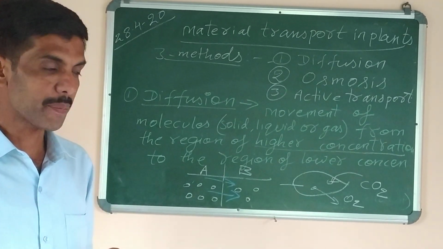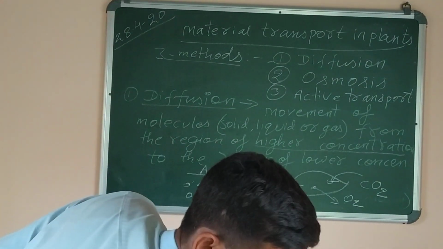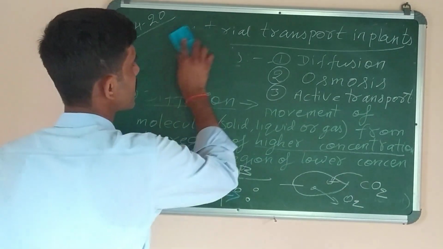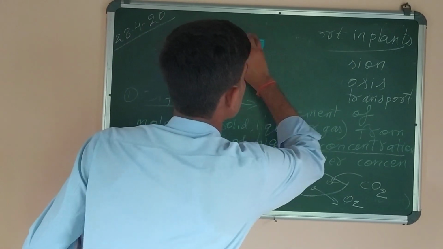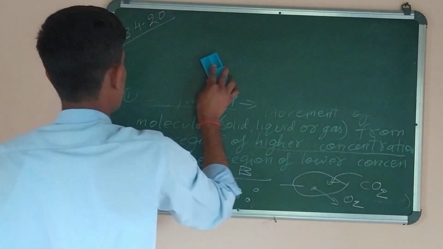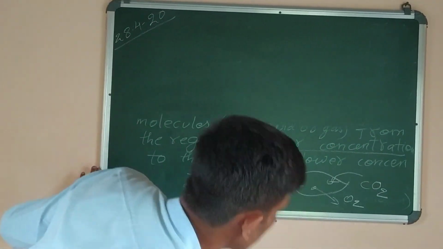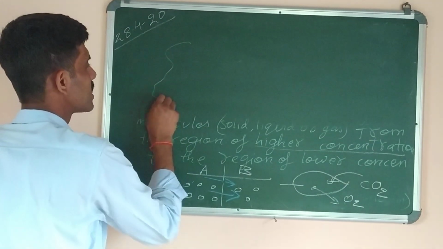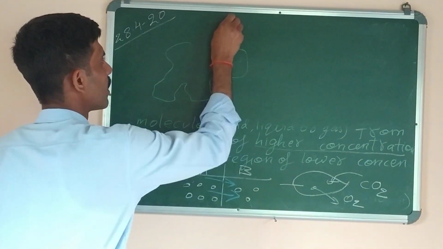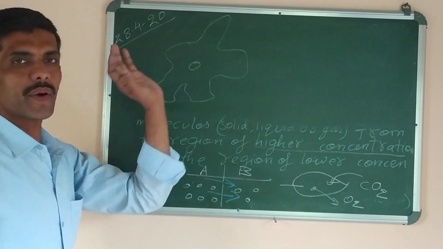Now, one more example of diffusion we can give. There are many unicellular organisms. You know that many unicellular organisms, unicellular means single cell organisms like amoeba, their body is made up of single cell. Okay? Like this is amoeba. Its body is made up of single cell.